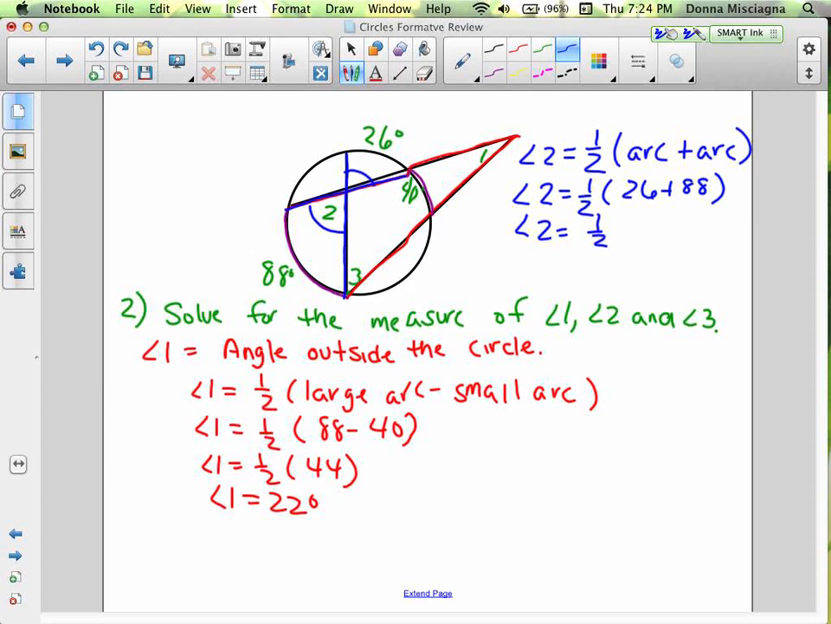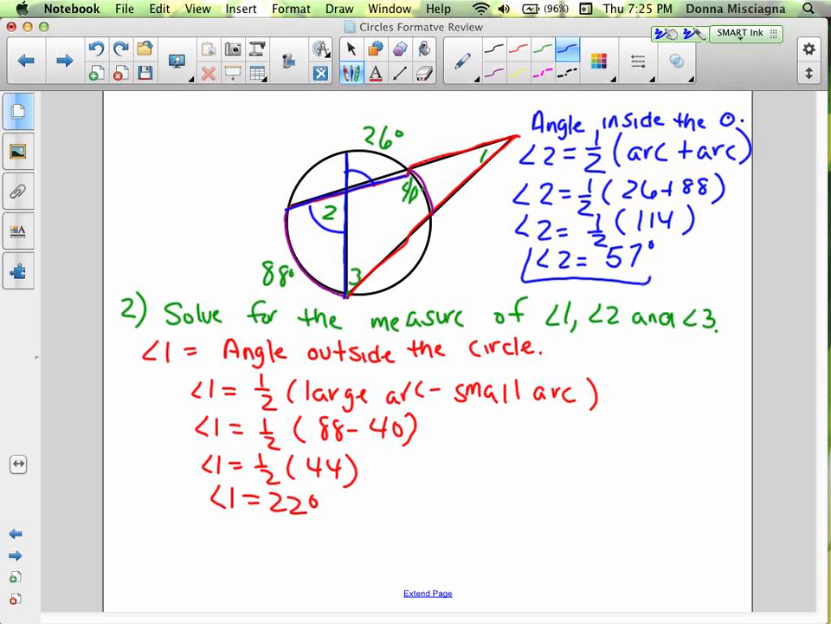Oh, and I should write this. This is an angle inside the circle. Just to distinguish between them. All right, so angle 2 is equal to 1/2 of 26 plus 88. So angle 2 is 1/2 of 114. And that means angle 2 is going to be 57 degrees.